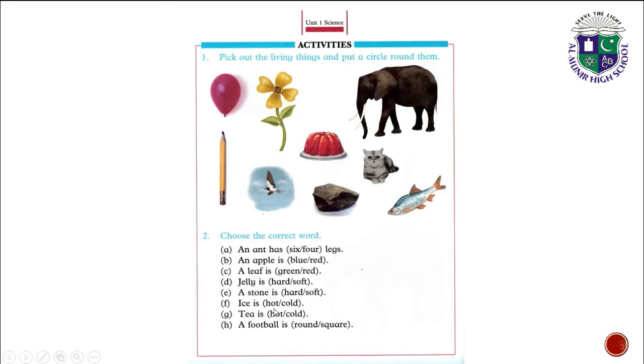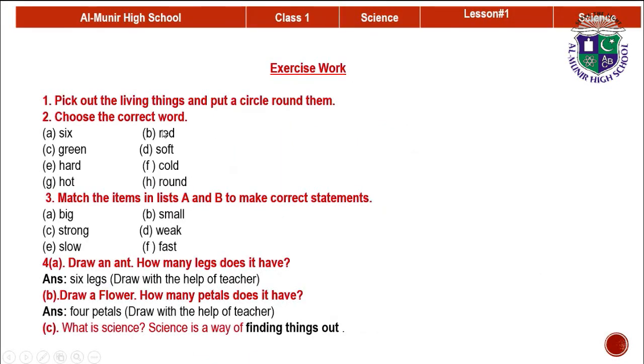Ice is hot or cold? Ice is cold. So tick on cold. Tea is hot or cold? Tea is hot. So tick on hot. A football is round or square? A football is round. So tick on round.